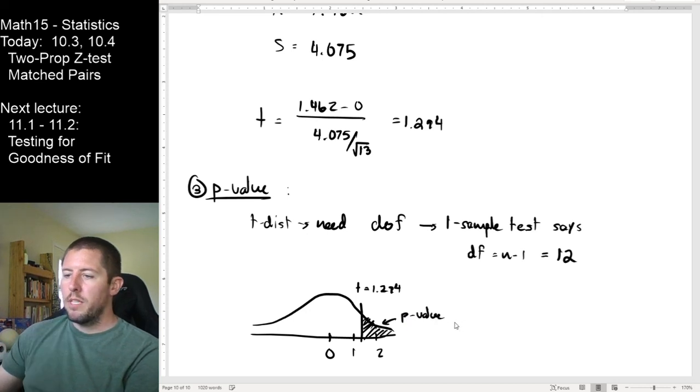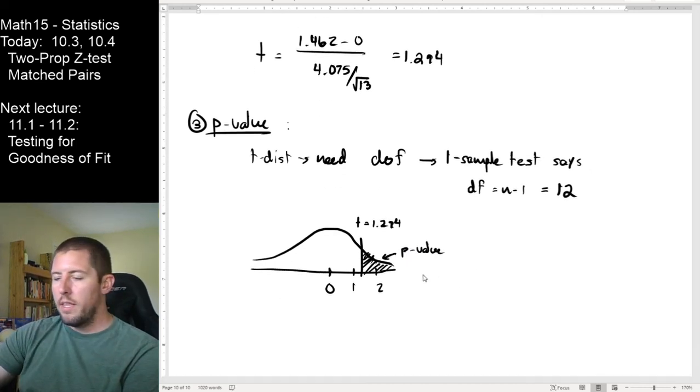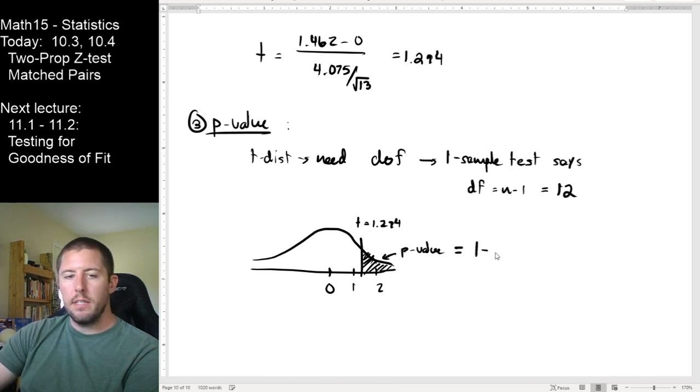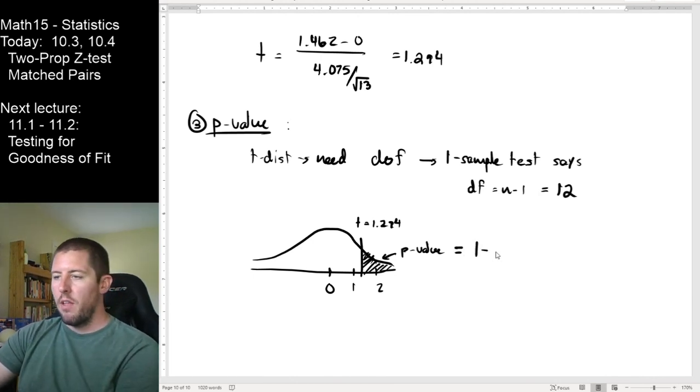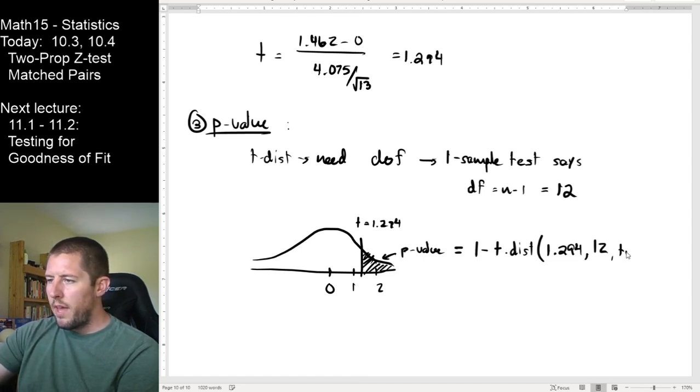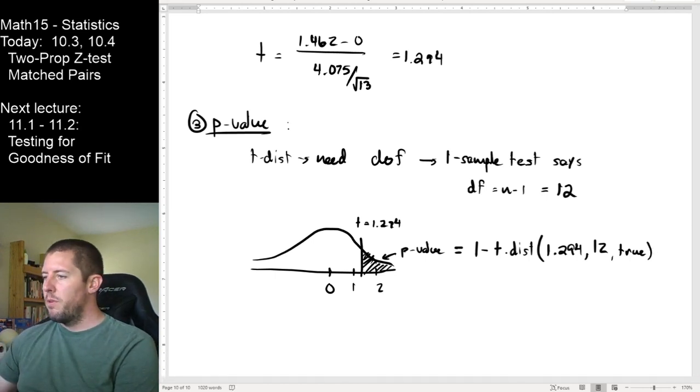So to compute this p-value, let's go hit this guy up in Excel. It's an upper tail, so I know I've got to do 1 minus, since Excel always computes left tails all the time. We're going to use t.dist. It's going to want that t value, the 1.294. It's going to want our number of degrees of freedom, that's 12. And I think it wants true for that cumulative in there, right? I think that this is our appropriate t-distribution inputs there.